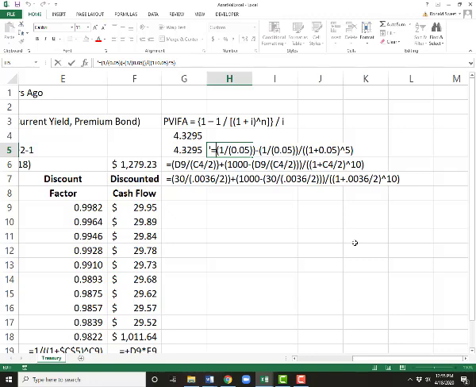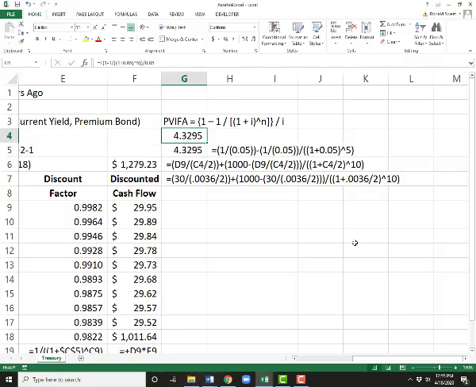So essentially we're taking the value of $1 for all of eternity minus the value of $1 for all of eternity, but 5 years out. And when we get that, we'll get the value of $1 received once a year for the next 5 years if our discount rate's 5%. When you do all of that, you get 4.3295.